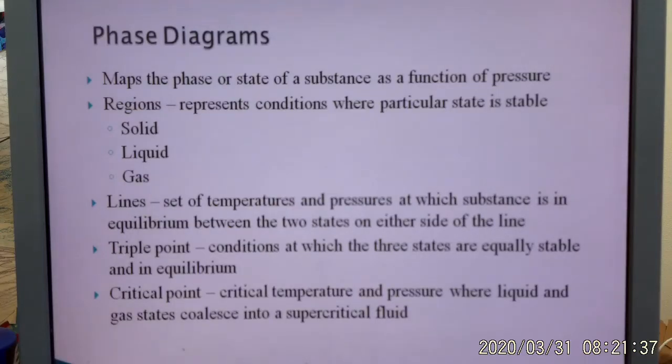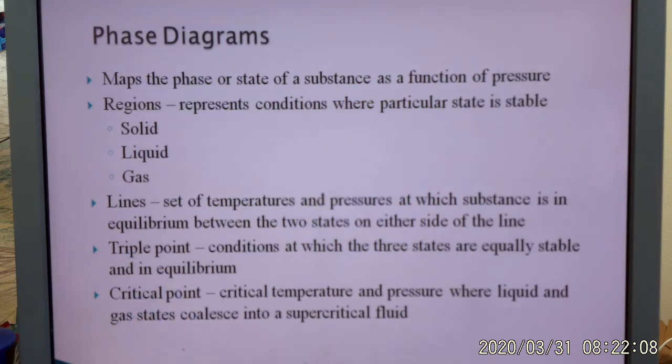Okay, last but not least, phase diagrams. Phase diagrams are a way of mapping out and showing the relationship between the phases or states of a substance as a function of pressure. The regions on your phase diagram will represent where you have solids, liquids, and gases, and the lines will tell you the temperatures and pressures at which there's an equilibrium between the two states.